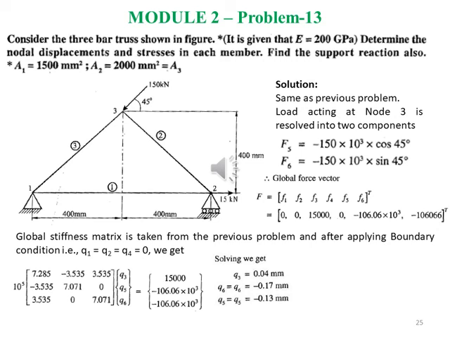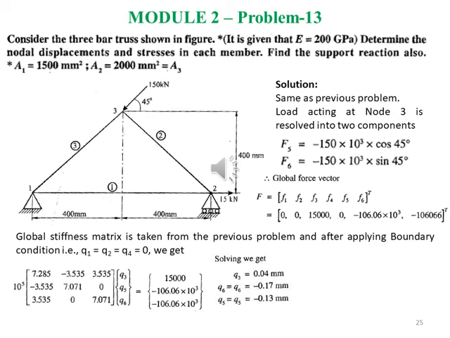Hence the load vector is written as F1 is 0, F2 is 0 because there is no load acting at node 1. At node number 2 we have 15,000 newtons acting in positive x-axis, Fy is 0. At node number 3 we have 150 kilonewton cos 45 acting in the x-axis, and minus 150 kilonewton into sin 45 acting vertically downwards, that is the y-axis.